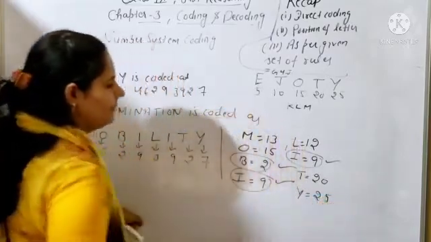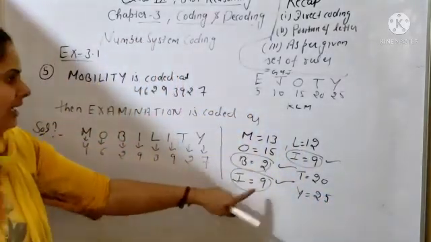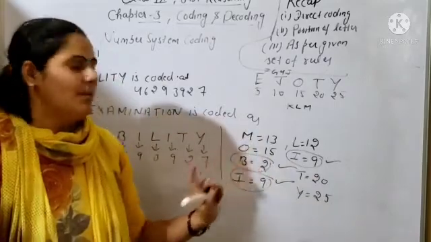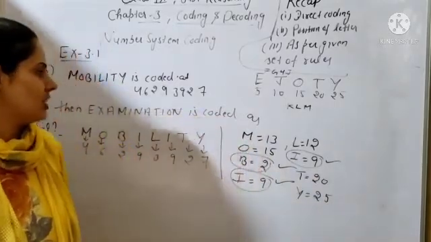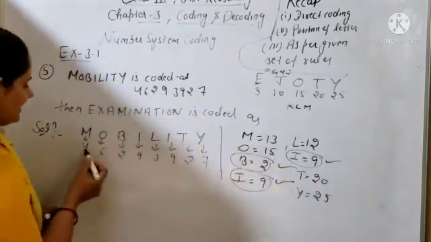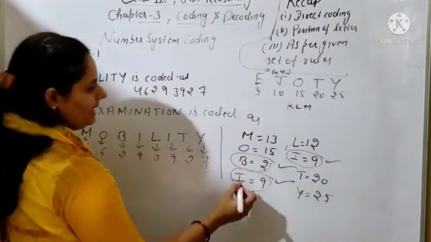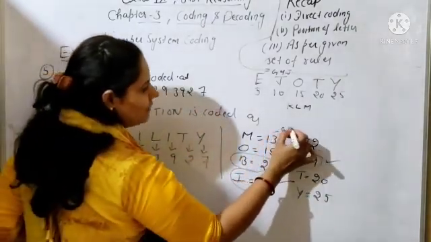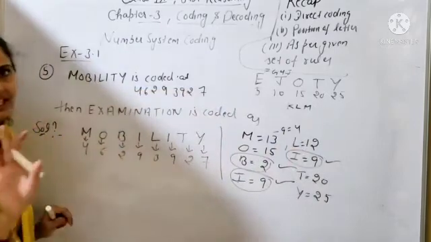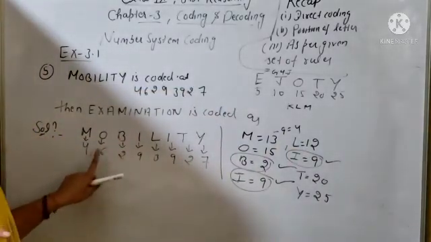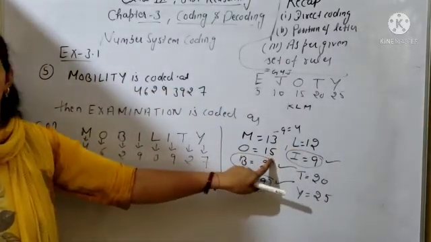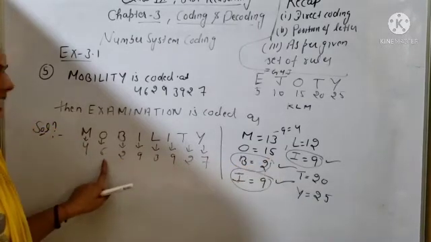So 25. Clear? It means B, I, and yes, B and I position is correct. Other than that, all the positions are wrong. M is 13 but here it is written 4. It means you will subtract 13 minus 9. So what will you get? 4. Clear? 13 minus 9, what will you get? 4. So same in O. Okay, you will subtract 9. So 15 minus 9 you will get 6.